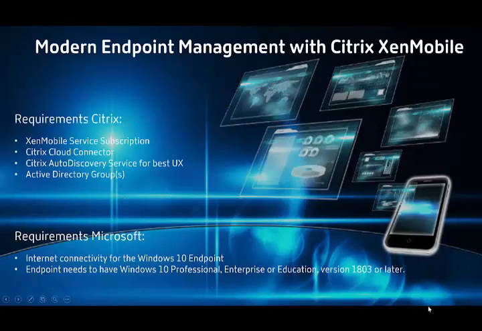But moving on, we're going to discuss the Edge custom XML settings. What are the requirements from a Citrix perspective? Of course you need the XenMobile service subscription, you need the cloud connector in place, and Citrix Auto Discovery service. Well, that's not a requirement, but it provides you with the best user experience for onboarding Windows 10 endpoints into XenMobile. If you want even more of an out-of-the-box experience, you can use Windows Autopilot, but there are additional requirements there.